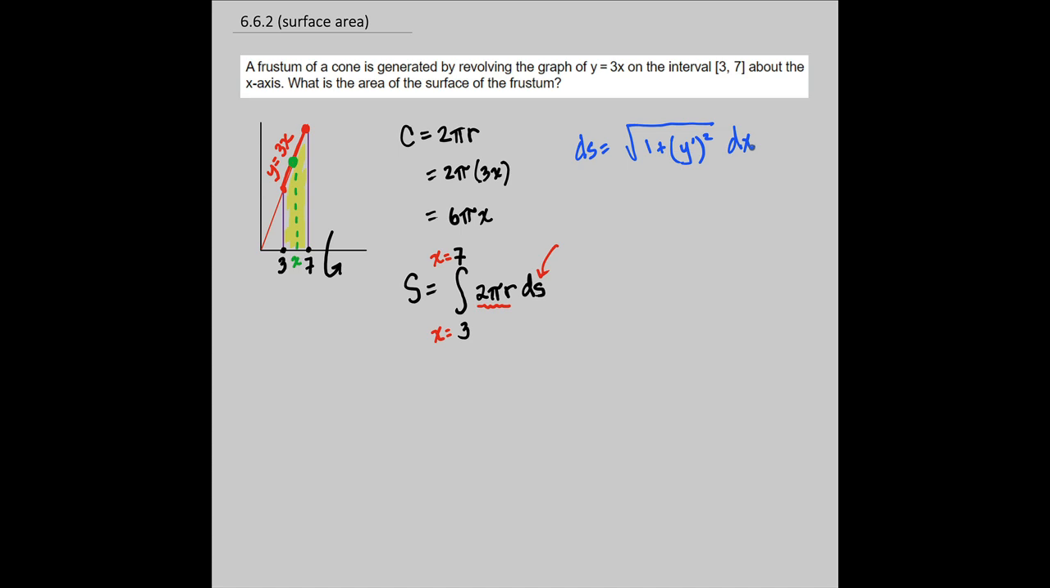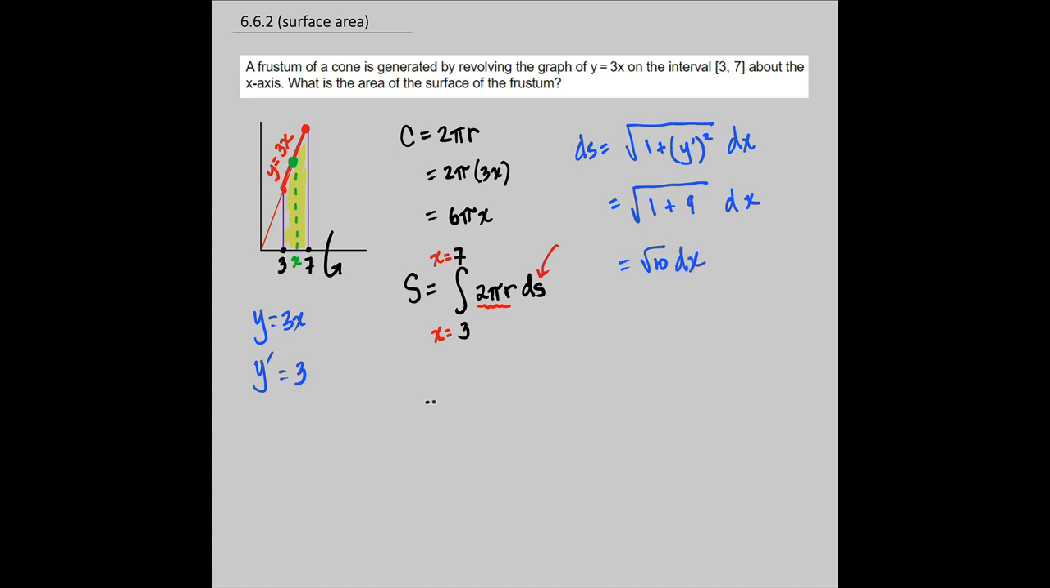And the function here is y equals 3x. And if we take that derivative, y prime, the derivative with respect to x, is 3. So that tells us that the ds is going to become the square root of 1 plus 9 times dx. So this will be root 10 times dx.